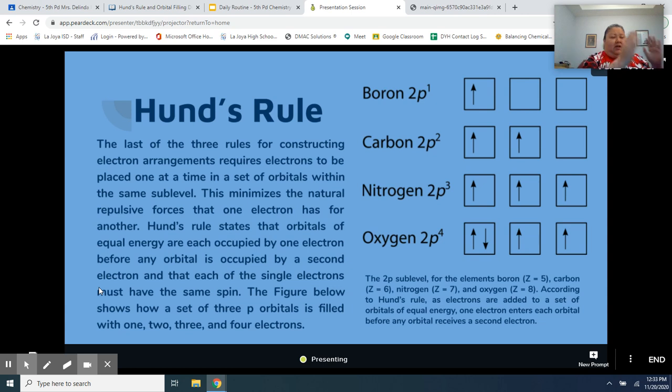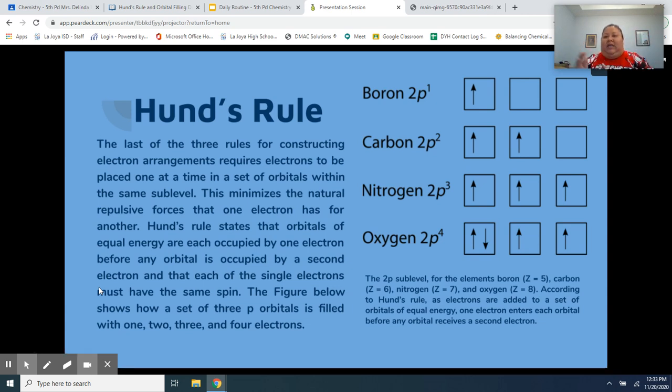If you are giving out your electrons 1 by 1 in each orbital, you are following Hund's rule. If you put 2 electrons in the first one, 1 electron in the second, and leave that third orbital empty, you're not following the rule. Okay? You have to give them out evenly. 1, 1, 1, 2, 1, 1, or 1, 1, 1, and then 2, 2, 2, whatever it is. It all depends on where your element is. That is what tells you how many electrons you have.